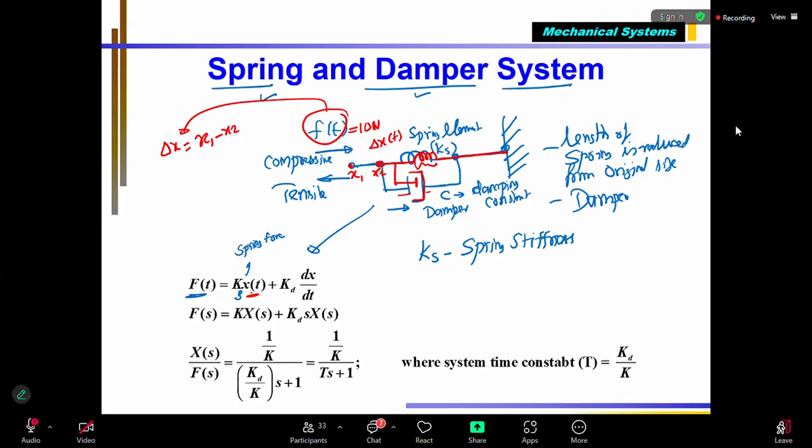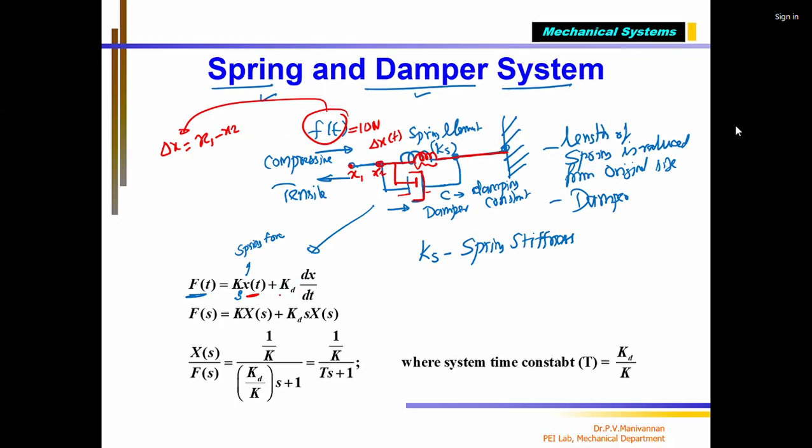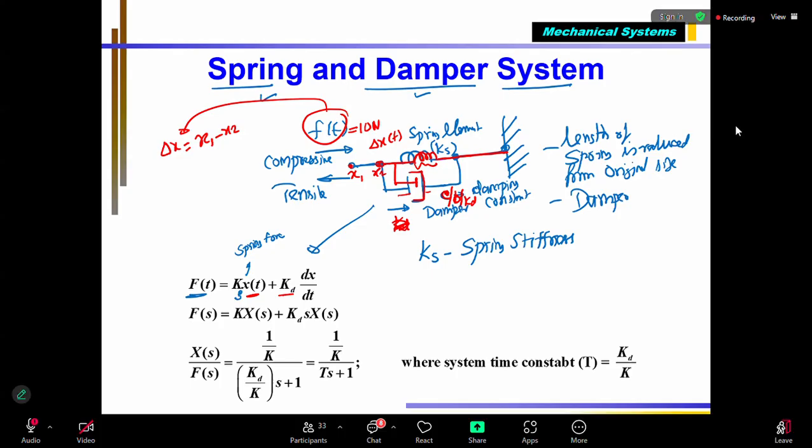So in this equation, we are saying that F of t equals Ks into x of t, which is called the spring force, plus Kd, which is the damping constant. Already told you, some books write c, some books write a small b, in some books they write kd. You can write anything. This is the convention, or notation, used for representing the damping constant of the damper.